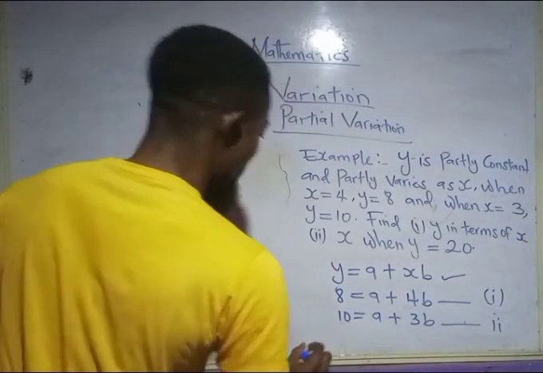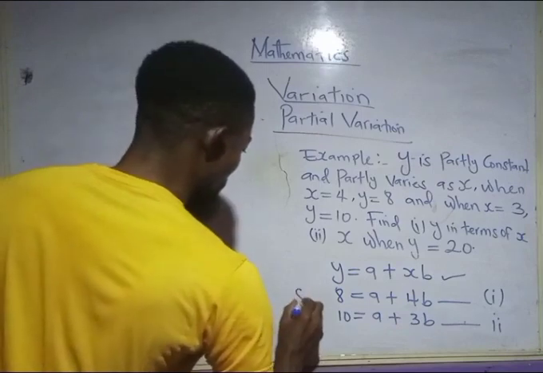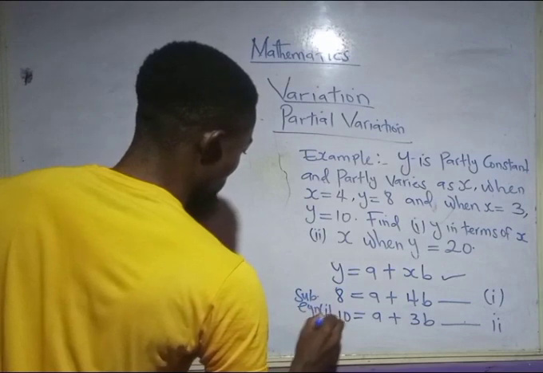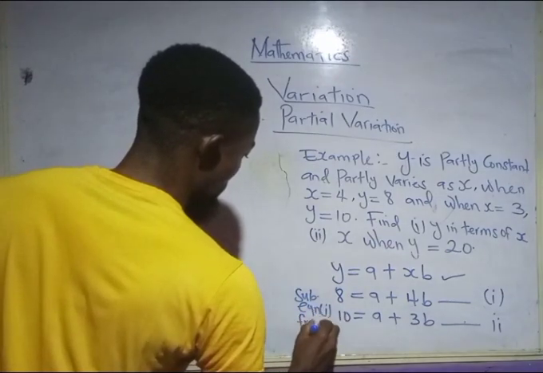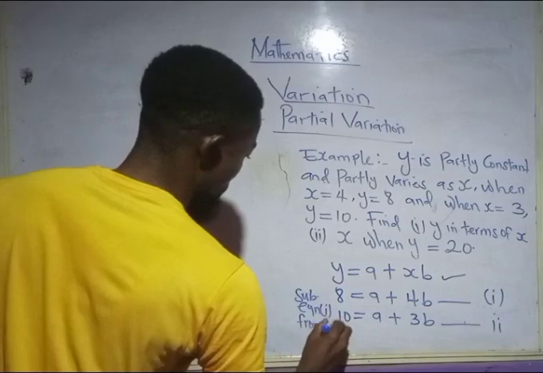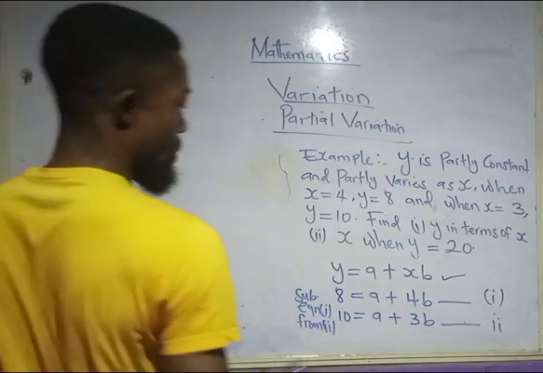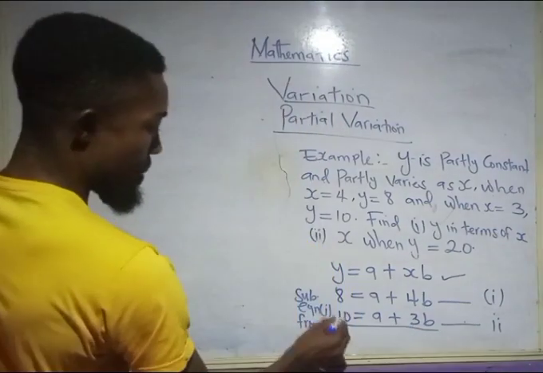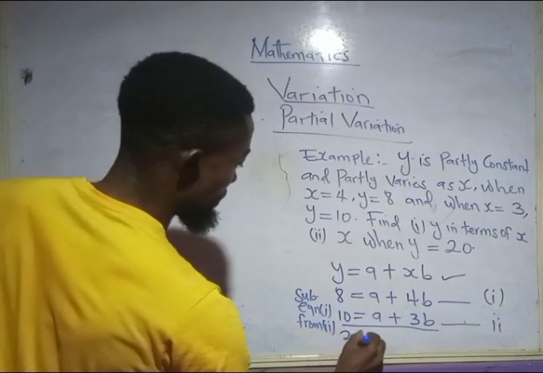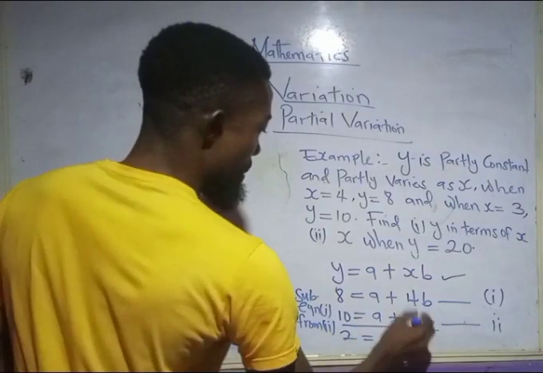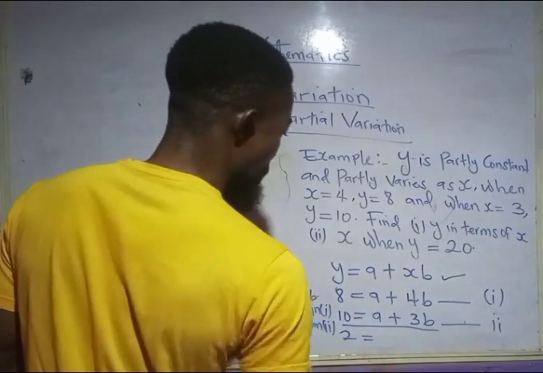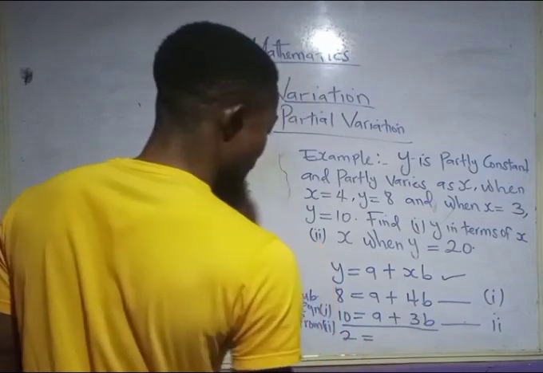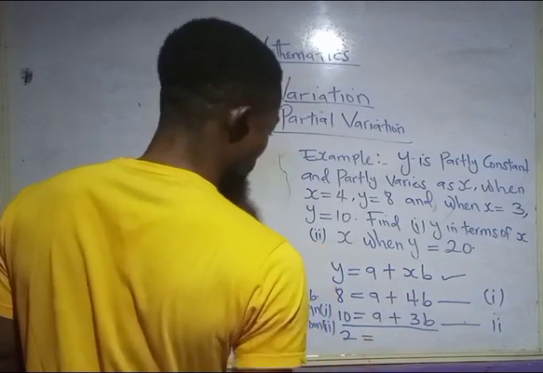So what do we need to do? We are going to subtract equation 1 from equation 2. So I will draw a line. To make it more simple, 10 minus 8 is 2. A minus a is 0. 3 minus 4 is what? Is just 1, but it's going to give you a negative number, because 3 is lesser than 4. So 3 minus 4 is minus 1. So we have minus b.